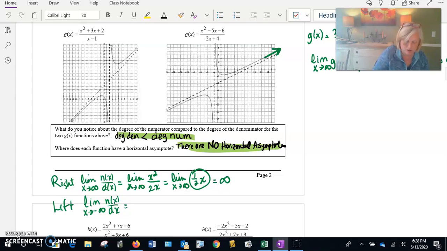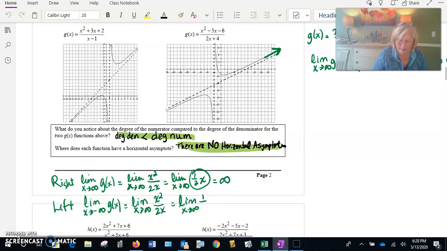A lot of times we just say g of x, and then we pick the winner in the top and the winner in the bottom. So it's x squared over 2x. That doesn't change. It's still going to be 1/2 x. But in that one, when you ask yourself, what's the left end behavior of a line with a positive slope? That line is going to go down to negative infinity.